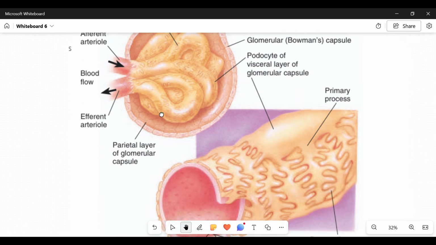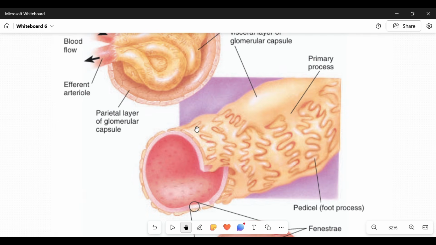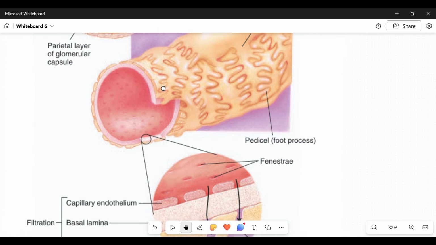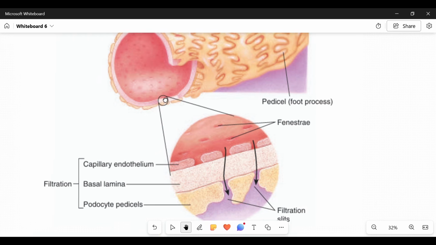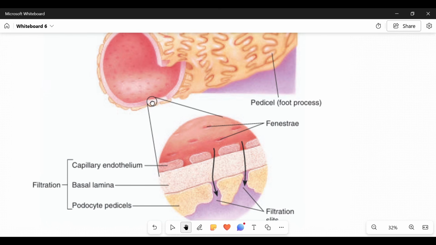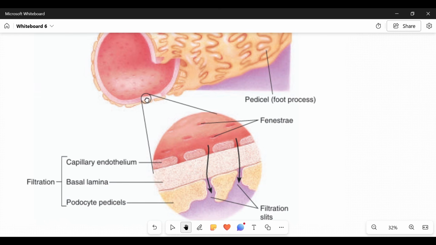Now looking at the glomerulus in greater detail, we come to appreciate the filtration barrier, which makes this capillary very special. So unlike capillaries inside the blood-brain barrier, inside the brain, which have no fenestrations, there are a lot of fenestrations inside these capillaries. We can see this filtration barrier made up of this capillary endothelium, which has these fenestrations over there, the holes in them.